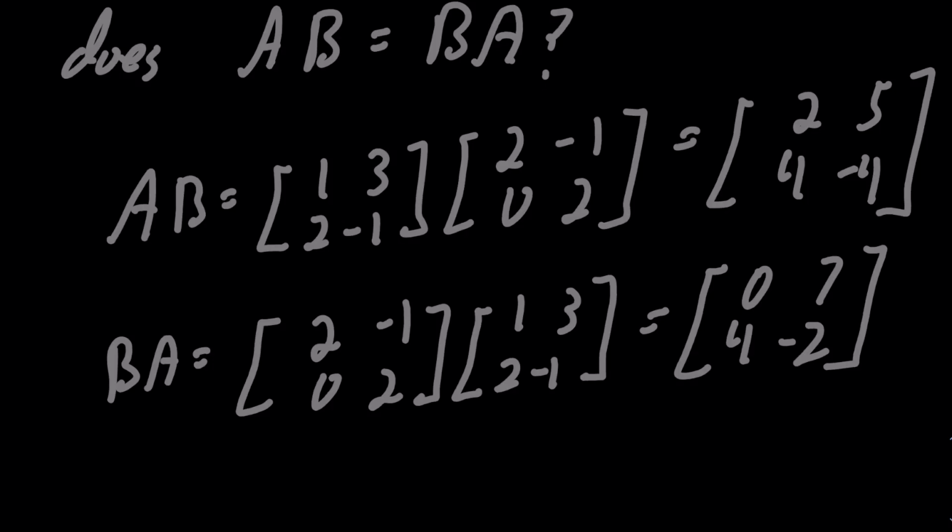However, the matrix products AB and BA, it's not like they're never equal. Sometimes they can be equal. So for example, let's find AB and BA for the matrices below.